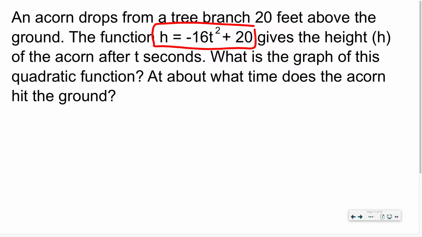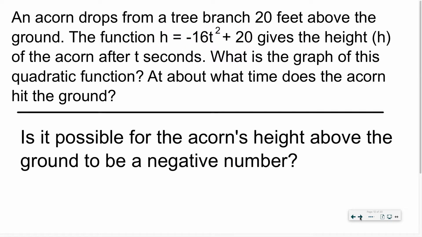And then what else do I know about the parabola? It has a y-intercept of 20, so it's going to be shifted up above the x-axis, about 20 units. Okay, so we can actually come up with some values. Is it possible for the acorn's height to be a negative number? No. Okay, so keep that in mind as we're talking about limitations to what the quadratic would look like.